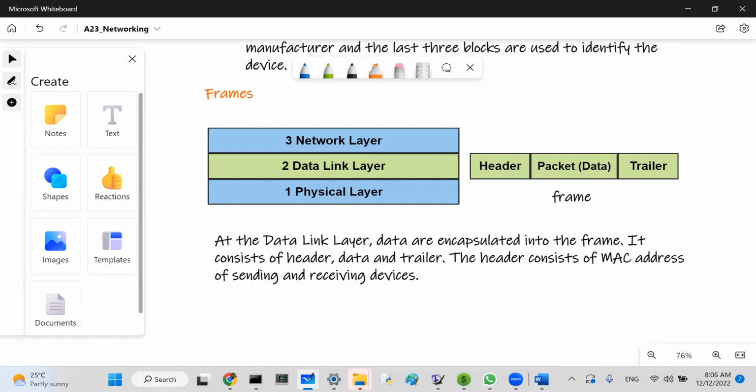Right now, what I want to discuss is at the second layer, which we call the data link layer. The data are sent as frames, and from beginning to end, we have a header and trailer. In the header, we have information about the MAC address of sending and receiving devices.